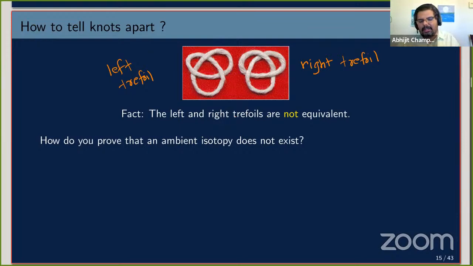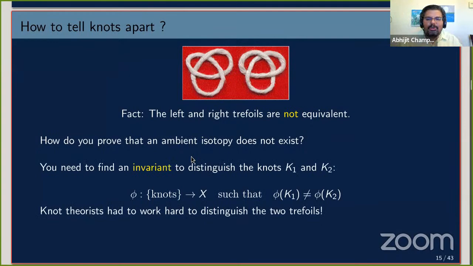And so the reflections are not allowed. So you cannot just take one knot and reflect it, and that will not be an ambient isotopy. So one has to be a little careful when we are dealing with orientations. So this right and left trefoil are not equivalent. But how do we actually show that ambient isotopy does not exist? We cannot really go through all ambient isotopies. That's not practical. And so you need the concept of an invariant.